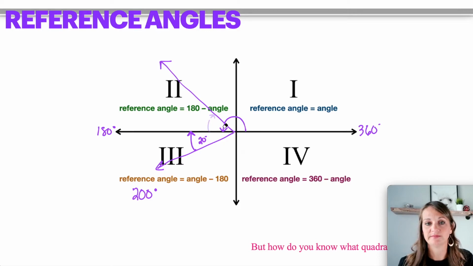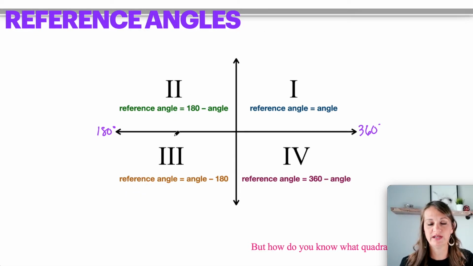So now, it's hard to remember. Basically, if you're in quadrant 2 or 3, you're subtracting from 180. If you get a negative, just make sure it's positive. If you're in quadrant 4, you need to subtract from 360. Just make sure it's positive.